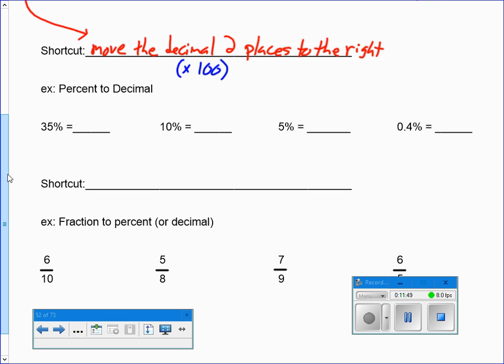Alright, going percent to decimal, we're going to see the same thing. Alright, 35%, 0.35. 10%, 0.1 or 0.10. 5% would be 0.05, right? 0.4%, just like up there on the first example, would be 0.004.